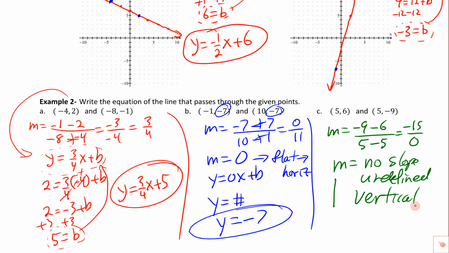So if it's vertical, do you remember what the equation of a line is if it's vertical? It's x equals a number. So what number would it equal? Take a look at these. They're both the same. That's why they're the same, because the only condition on this equation is x has to equal 5. All right, that's how we find the equation of a line if we're given 2 points.